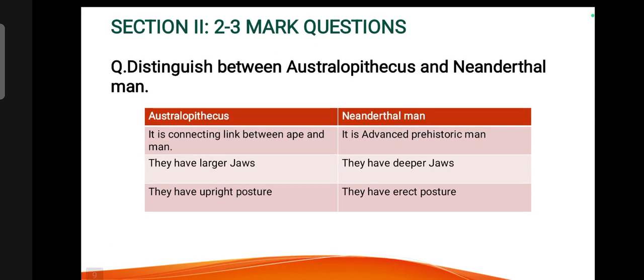Distinguish between Australopithecus and Neanderthal man. Australopithecus is the connecting link between ape and man. Neanderthal is an advanced prehistoric man. They have larger jaws, deeper jaws, upright posture, erect posture. Here 3 points are given, you can write any 2.